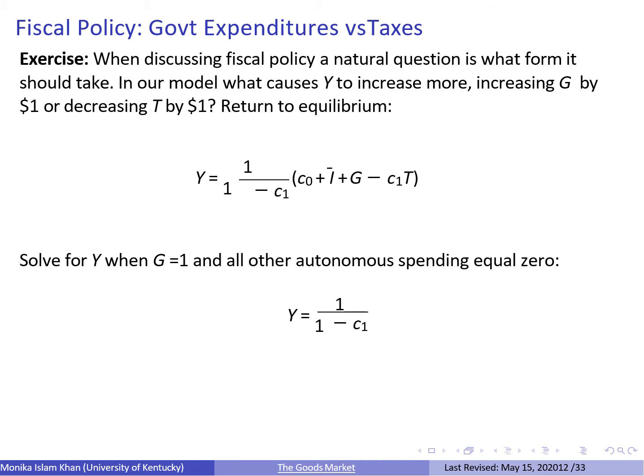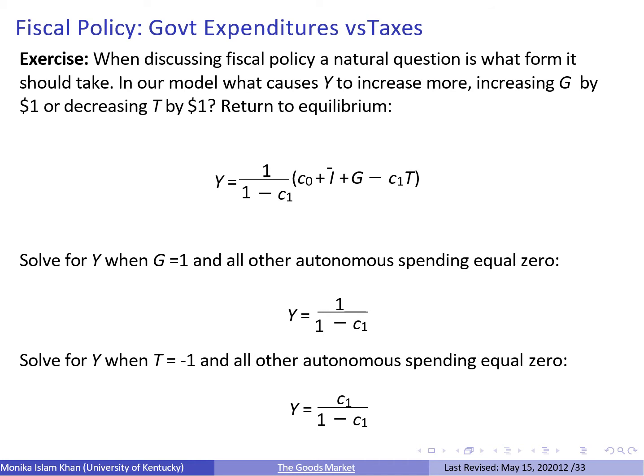Now if someone was to ask you, what would be the effect of increasing government spending by $100? Then you would just multiply this by 100. And you would get the effect of increasing G by $100 on equilibrium output.